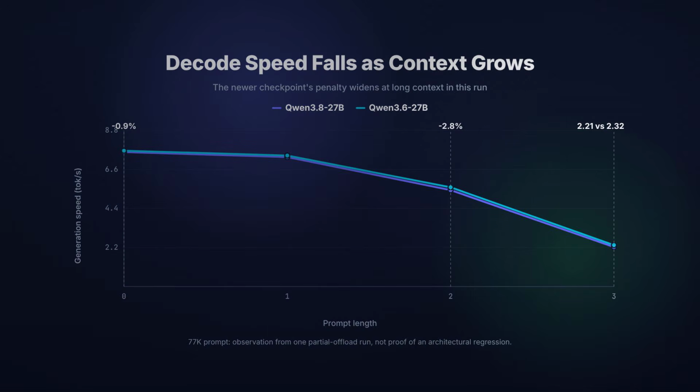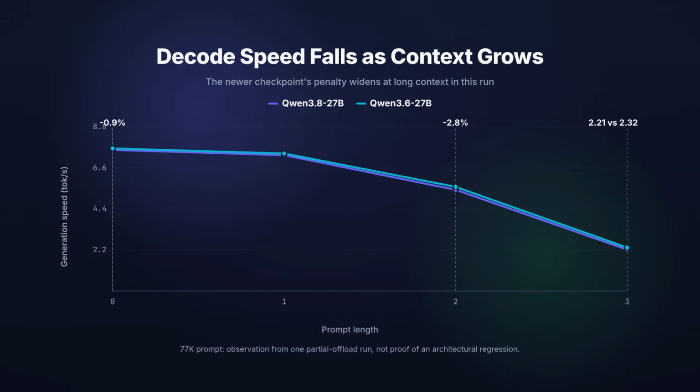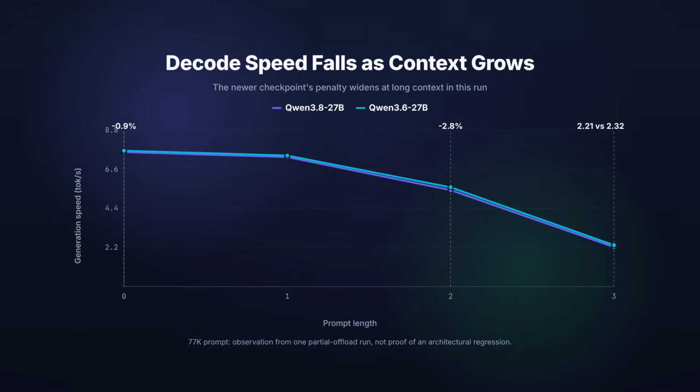That longest context result is an observation rather than proof of a new architectural regression. Both models slowed sharply as the prompt expanded, but the newer checkpoint lost more decode speed in this particular partial offload run. Long context users should treat that as a reason to test their own hardware and runtime, instead of assuming a newer release will behave identically.